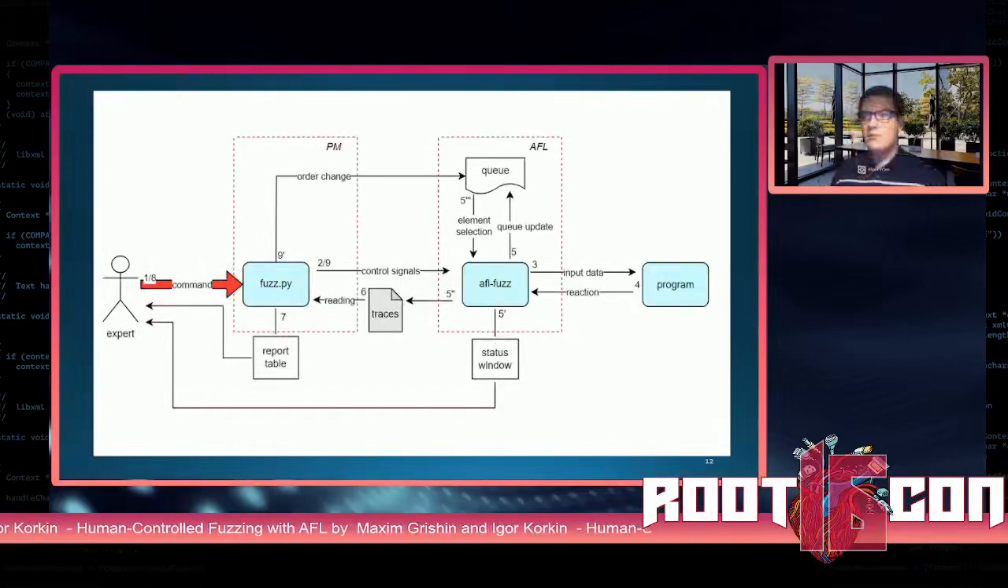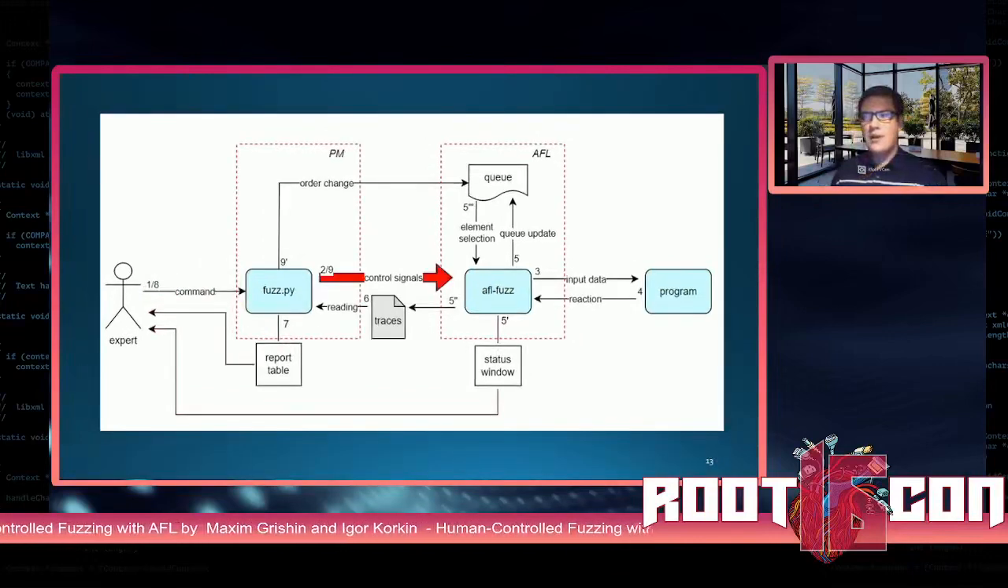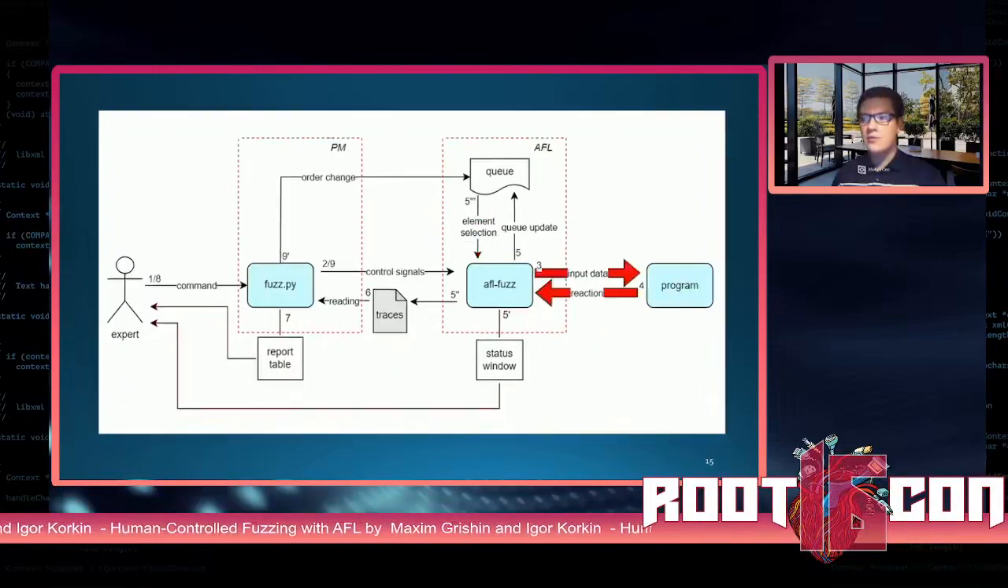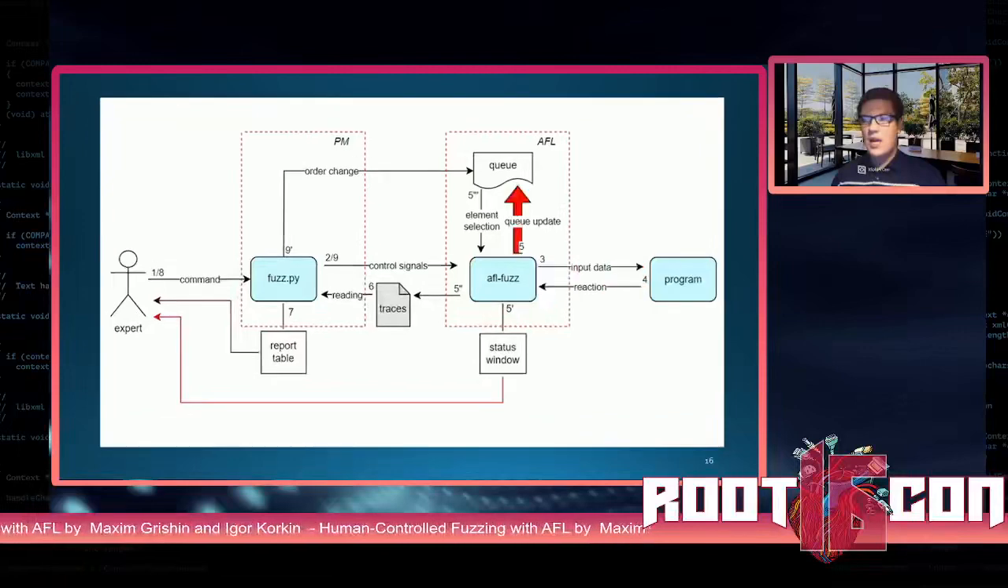Receiving the run command from the user, FuzzPy sends control signals to the fuzzer, starting the AFL fuzz process with certain parameters and report table update time. During this time, the fuzzer performs a standard cycle, retrieves the next element from the queue, mutates it, tests the program response, updates the queue, and displays a status window for the expert.